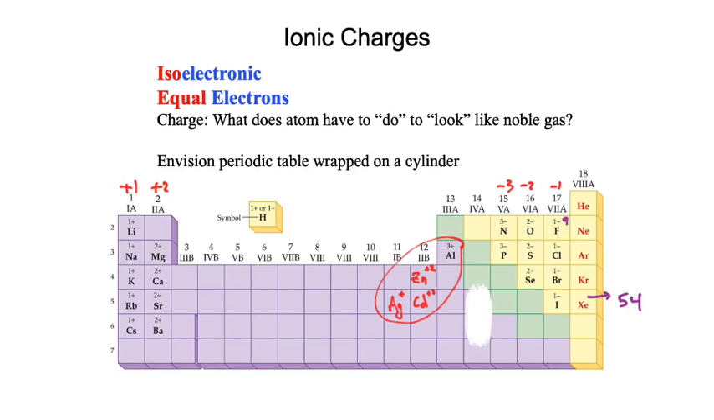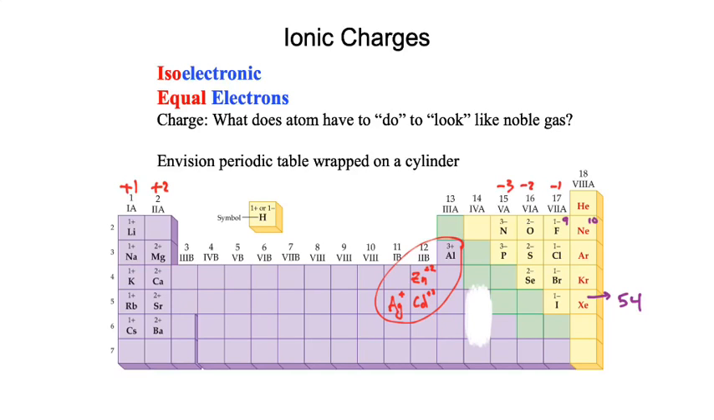What does neon have? 10 electrons. How does fluorine look like neon? It gains 1 electron. If it gains 1 electron, it would have 10 electrons. What would its charge become? -1, because it has 9 protons and it gains a negative.